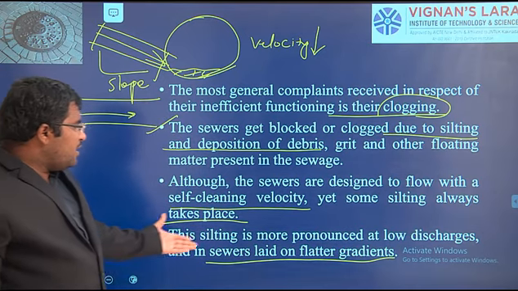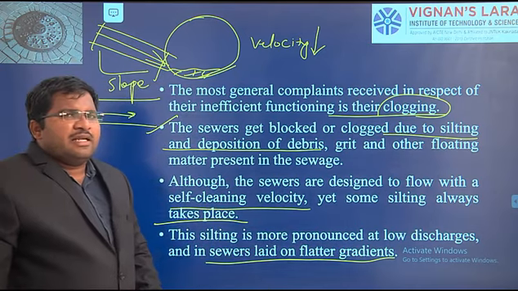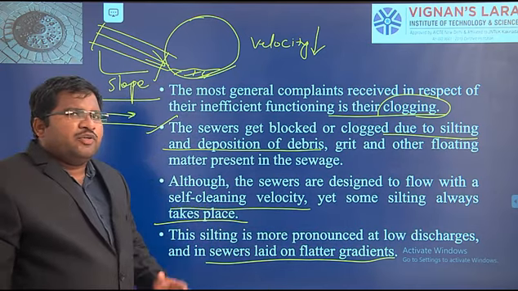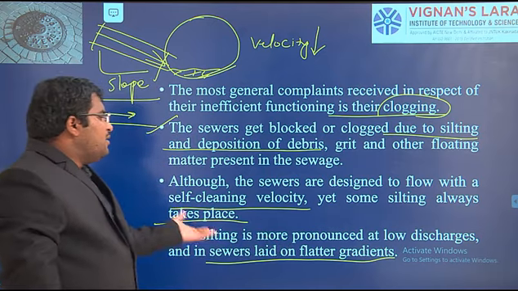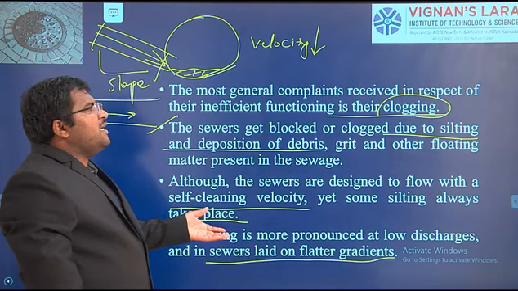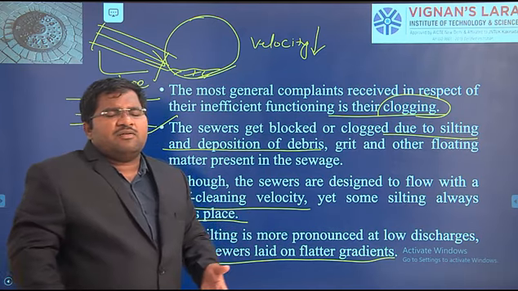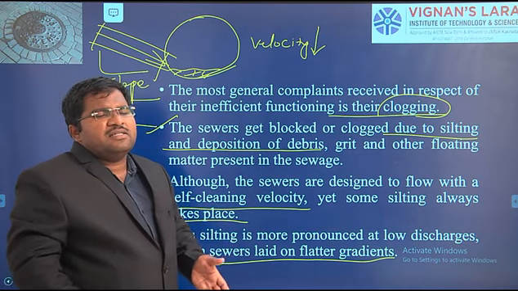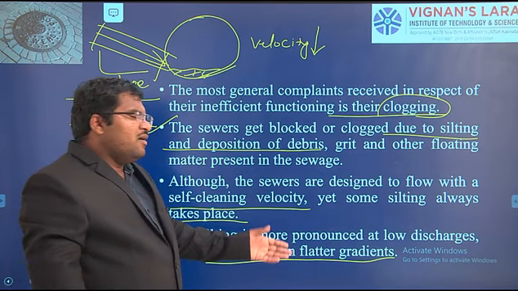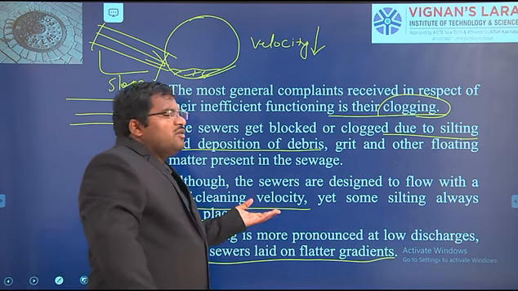And the next thing we told about is low discharges. We know that if discharge increases, velocity will be more. If discharge is very less, velocity will be very less. So if velocity is very less, automatically there is no self-cleaning velocity and silting will occur. Okay, so that is the thing.